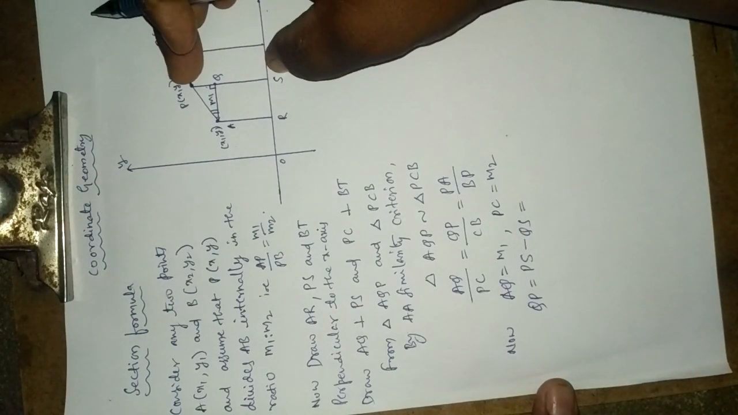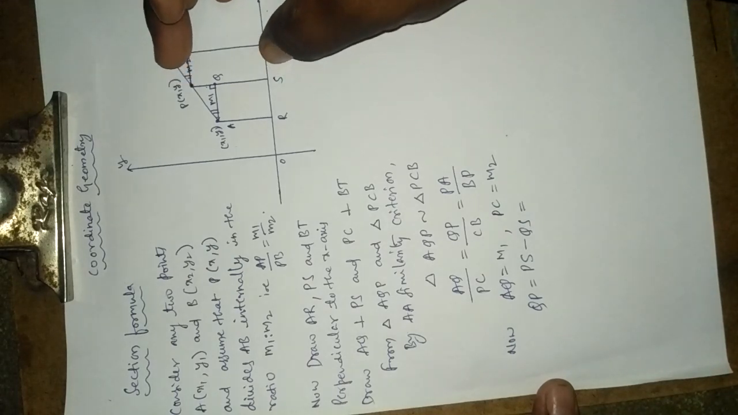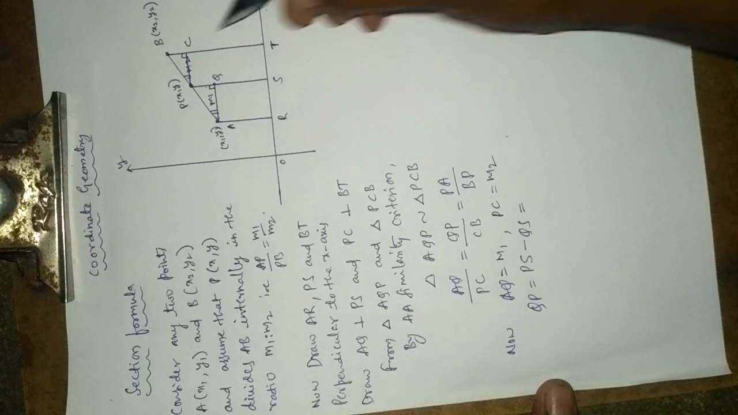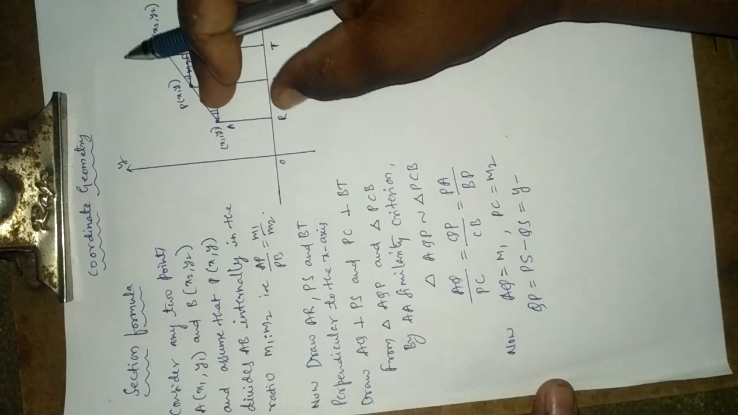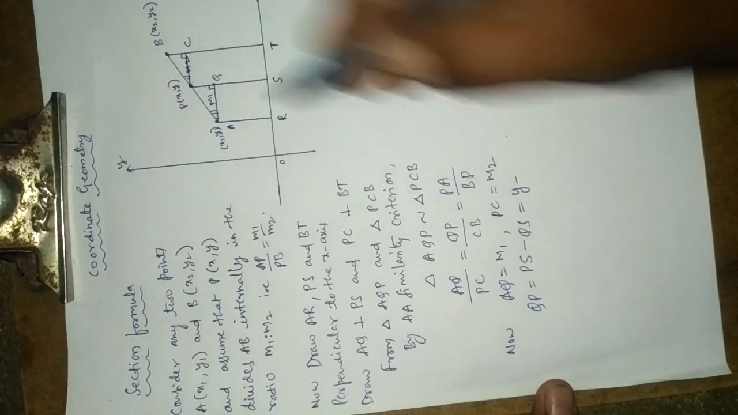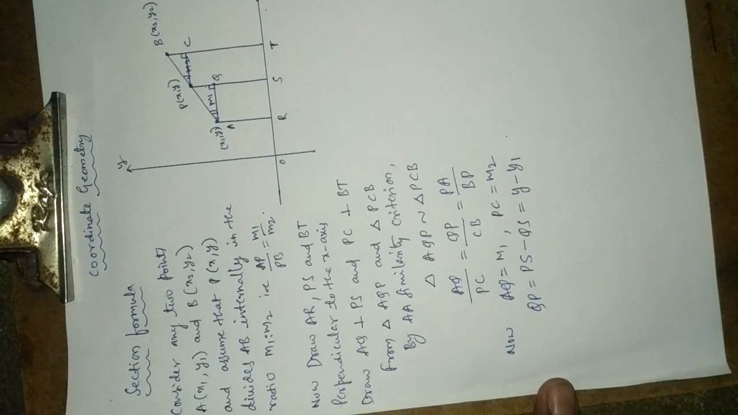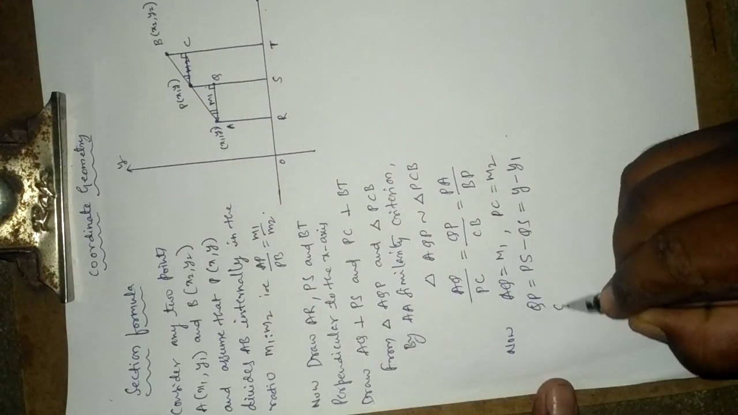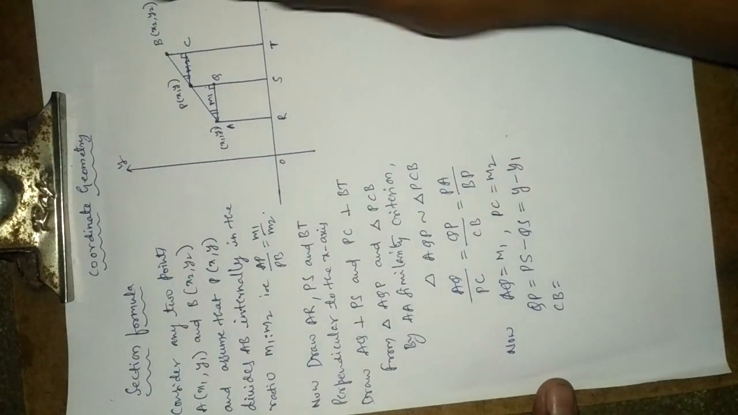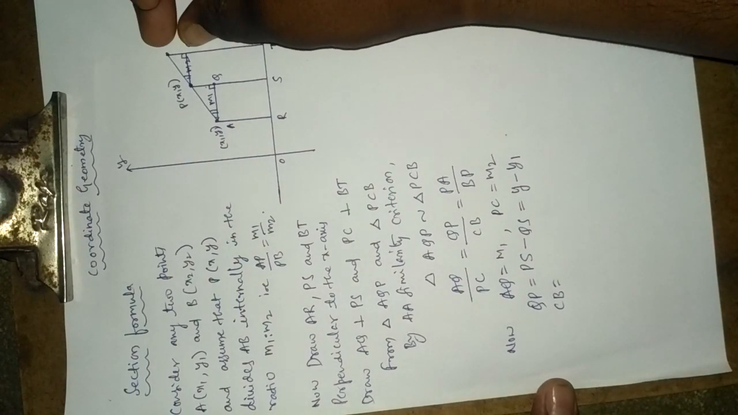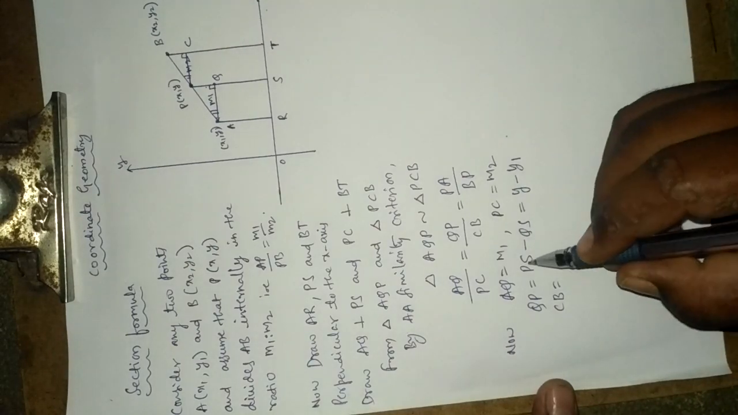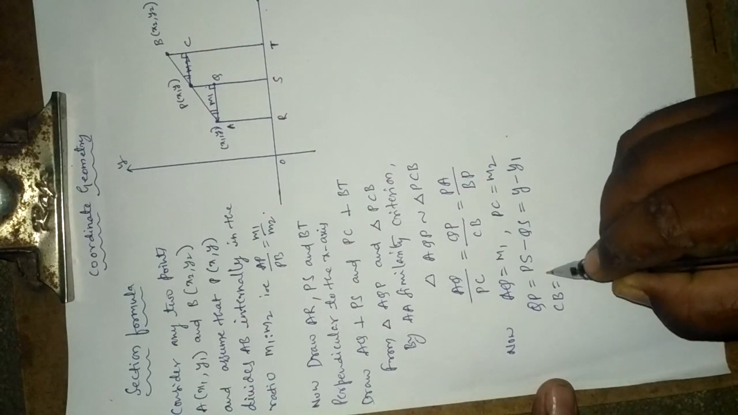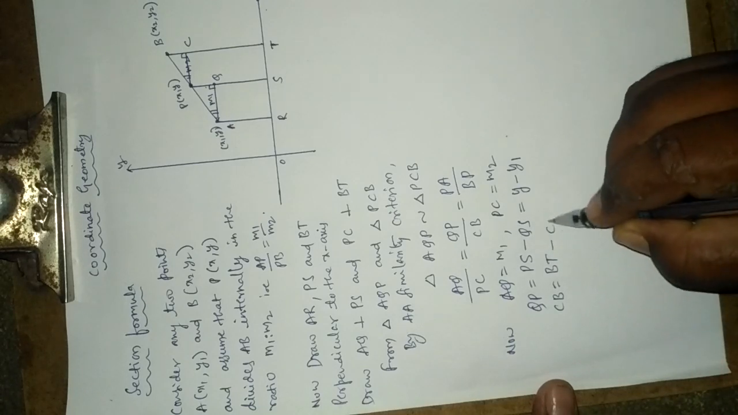So whatever the height is there, that one is PS. So this is Y, minus, here QS is same as AR. So Y minus Y1. Then we have to write CB. How to write CB? We have to find out distance of C to B. So how to find out? In this total BT, we have to subtract CT. CT is same as PS. So how to write? CB is equal to BT minus CT.